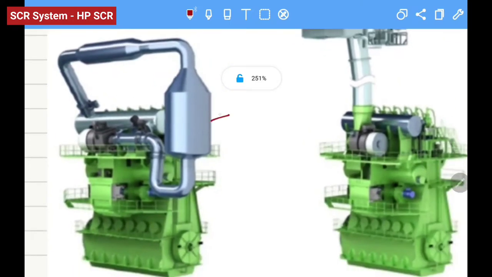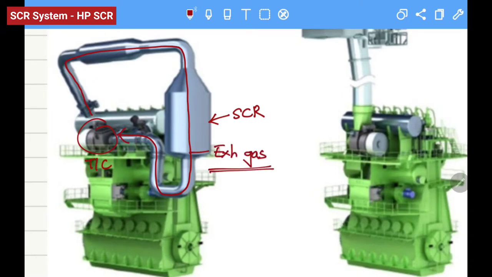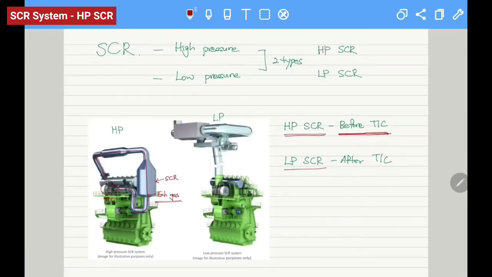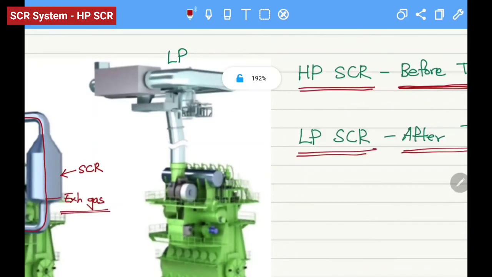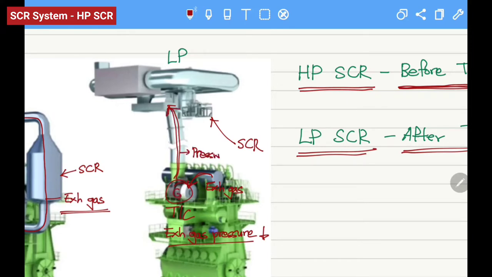As you can see in this picture, this is the SCR system and this is the turbocharger. Gas flow will be like this. So exhaust gas goes to the SCR system first before going to the turbocharger. How about the LPSCR? So this is the SCR system. This is the turbocharger. And gas flow will be like this. The pressure of exhaust gas has decreased because the exhaust gas went to the turbocharger before the SCR system.